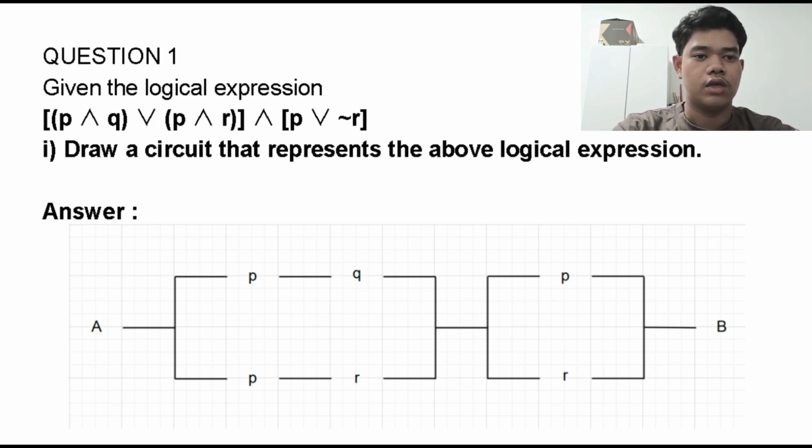Next we move to the second part of the expression, which is P or not R. This part uses the OR operator, so P and not R are connected in parallel. In this diagram, R' represents the not R condition. This forms the second circuit block. Finally, we combine both blocks. The first block and the second block are connected in series, which represents the AND between the two main expressions. So that's all from me.